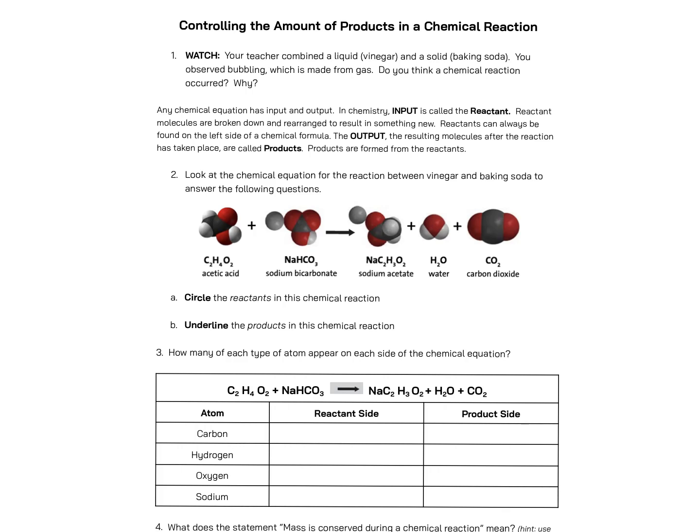All right, so what we're going to be looking at is controlling the amount of products in a chemical reaction. And this is what we did before we actually went ahead and did the lab in class on our second day of UMSL Bridge for ninth grade science.